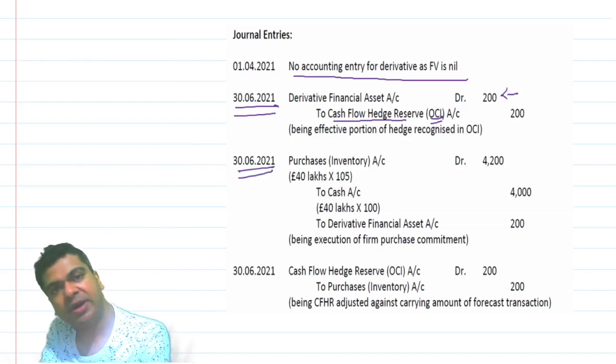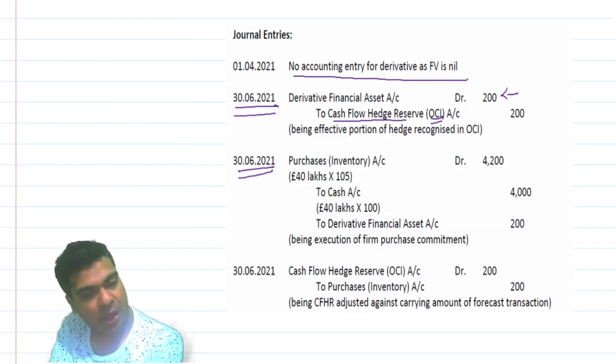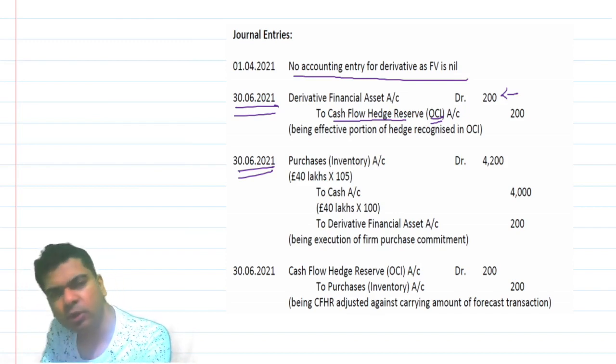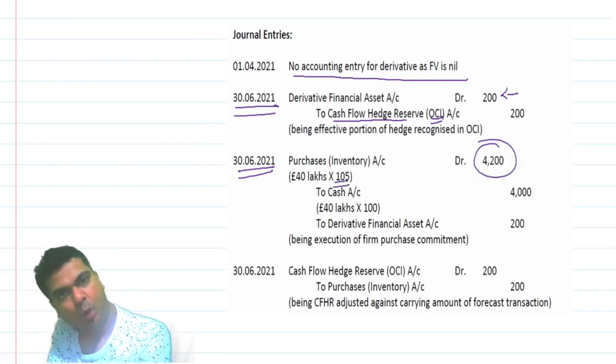On 30th June 2021, finally I am going to execute my commitment now. So I'm going to purchase the inventory. So I say purchases account debit. You can even say inventory account debit, isn't it? 40 lakh pounds at that spot rate. So spot rate is 105. So purchases are recorded at 4,200.